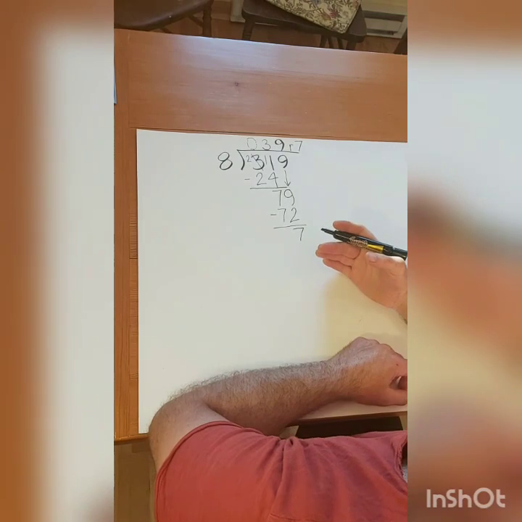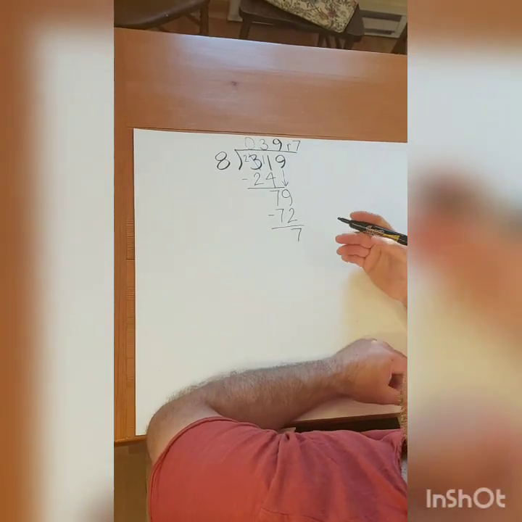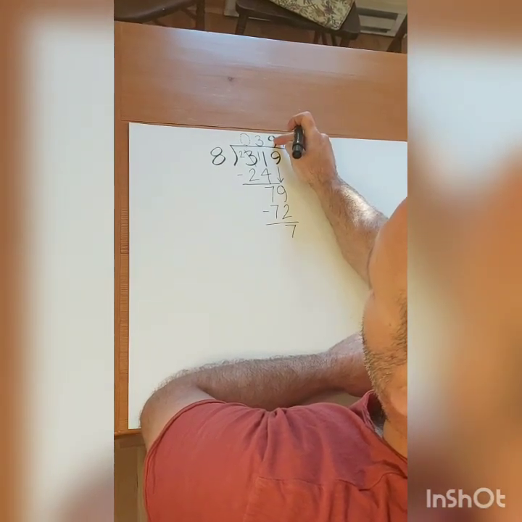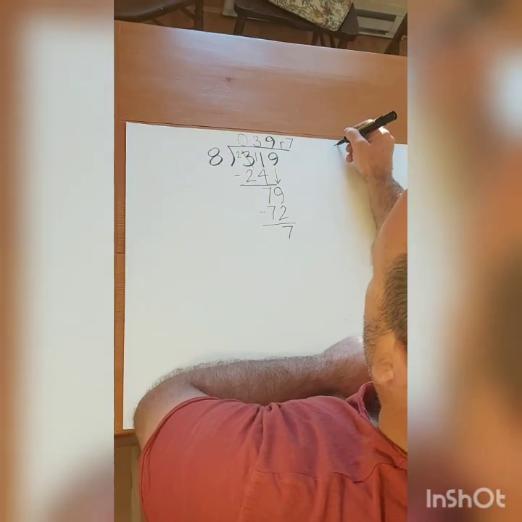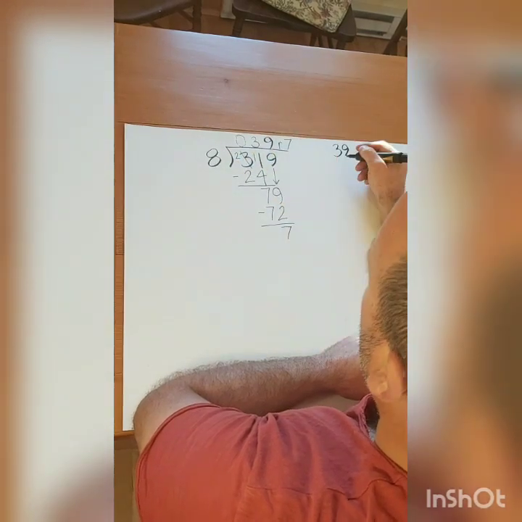Now I'm also going to show you how to check your answer. So do we have the right answer? What we're going to do now is we're going to take the quotient here and we're going to multiply it by the divisor. So 39 multiplied by 8.